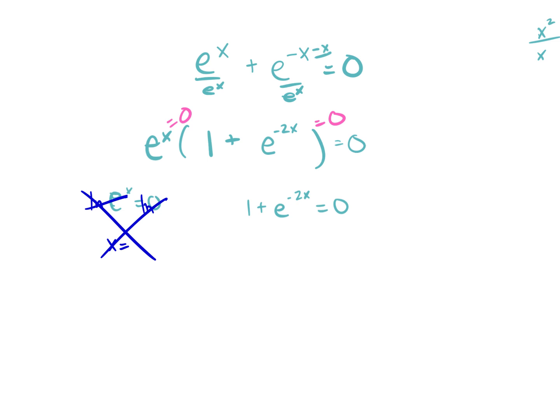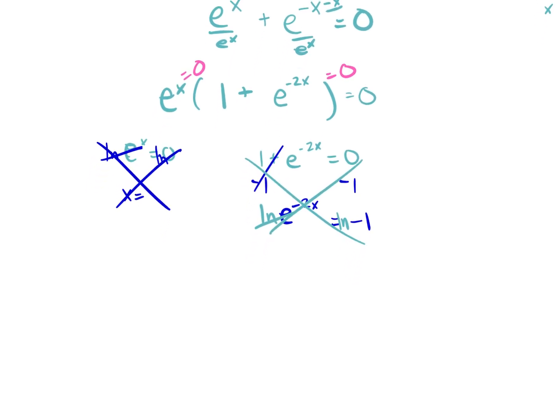Let's do the same thing with the other side. We're going to subtract 1. So we get e to the power of negative 2x is equal to negative 1. What would we do from here? Ln both sides. Can I take the ln of negative 1? No. Can't take the ln of 0. Can't take the ln of a negative. So this one doesn't give us an answer either. So do we have any critical numbers? No. No critical numbers. So that would mean we have no max or min.